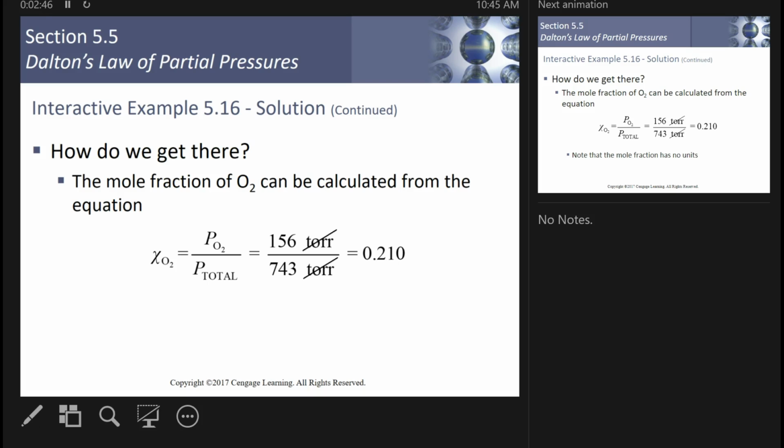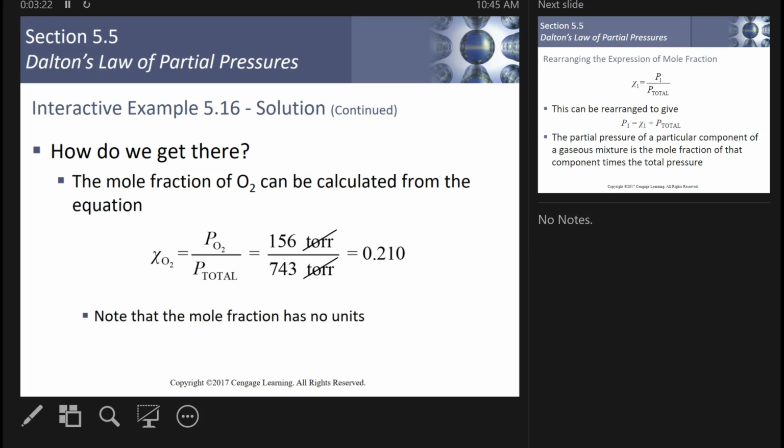We just said mole fraction is directly related to partial pressure, right? So if you have the partial pressure of oxygen, which happens to be 156, and the total atmospheric pressure, which happens to be 743, the fraction of the partial pressure is the same as the mole fraction. Does that make sense? You can do either the moles out of the total moles or the partial pressure. Since you're not given the moles in this case, you're just given pressures, you work with just the pressures to find the mole fraction. And mole fraction, of course, has no units because you're canceling them all out.